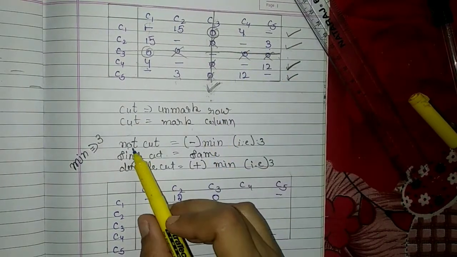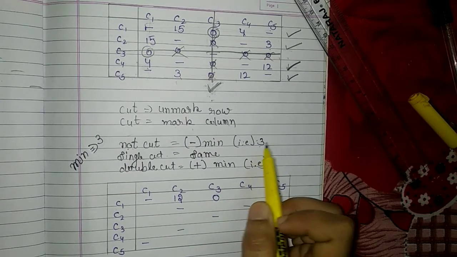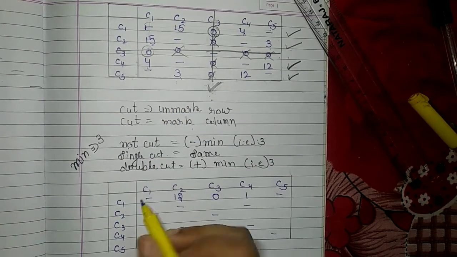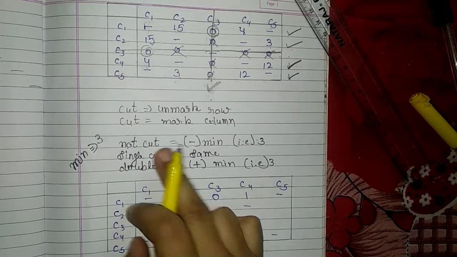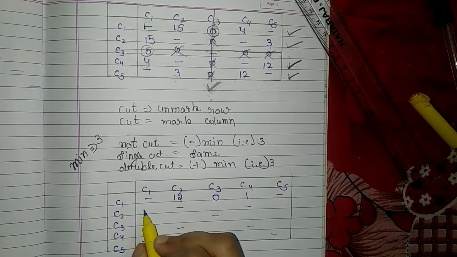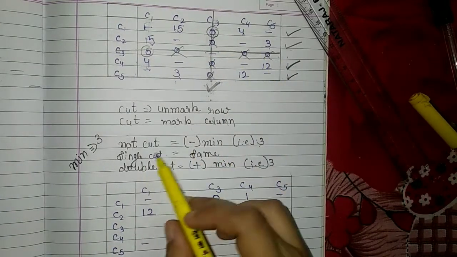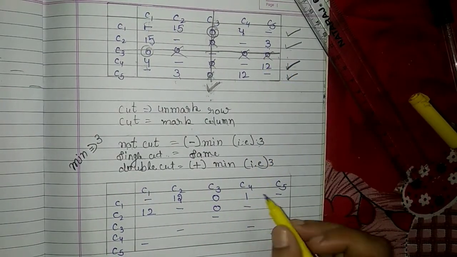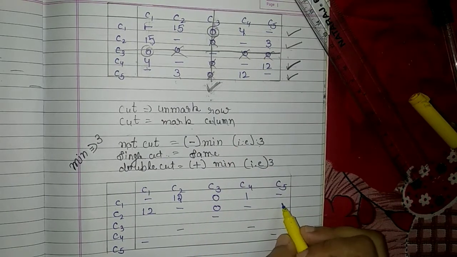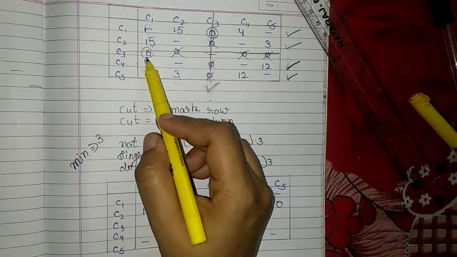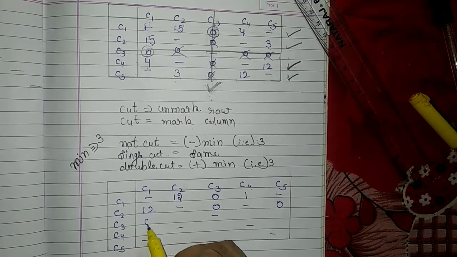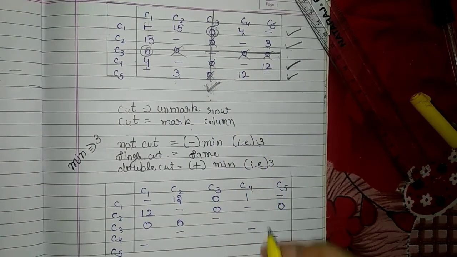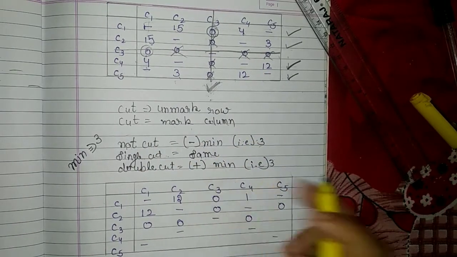4 is a not cut number, we have to subtract the minimum number, that is 3. 4 minus 3 is 1. 15 is not cut, so we subtract 3. 15 minus 3 is 12. 0 single cut, we write the same. 3 is not cut, so we subtract 3. 3 minus 3 is equal to 0. 0 single cut, write same.